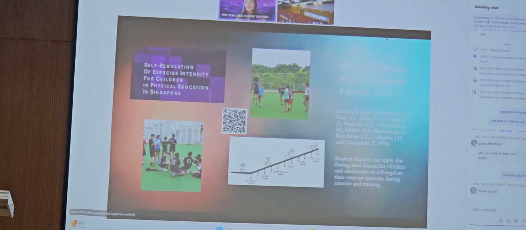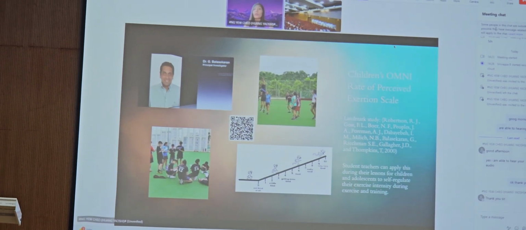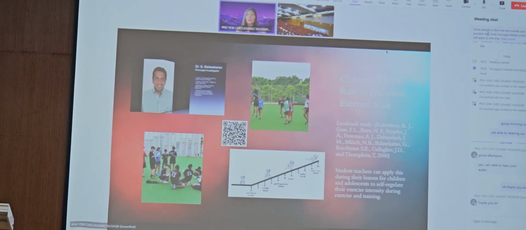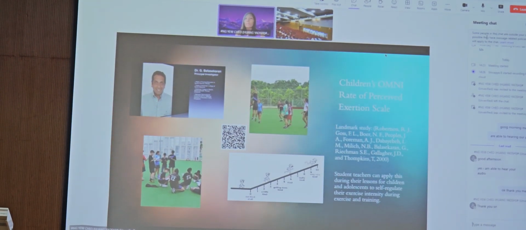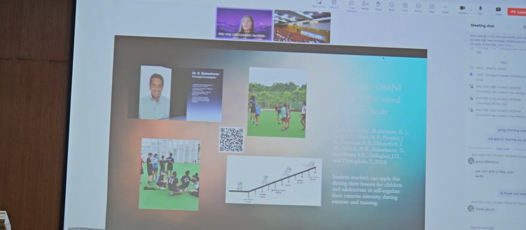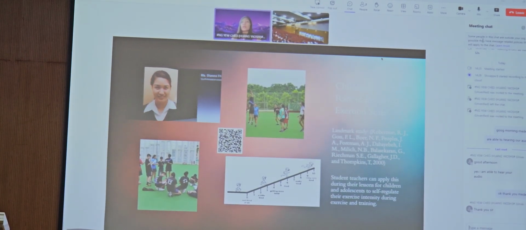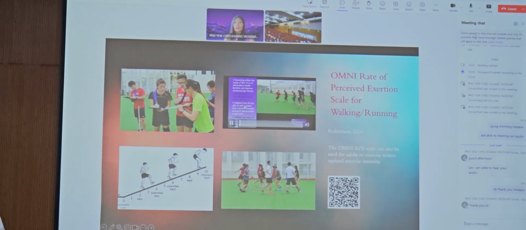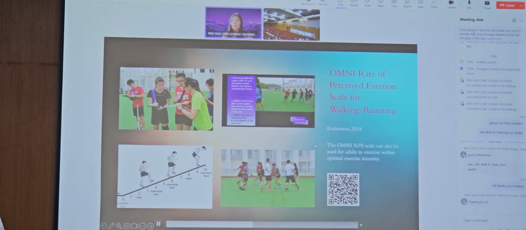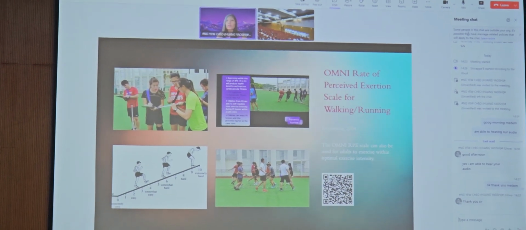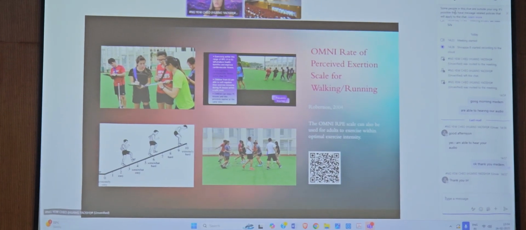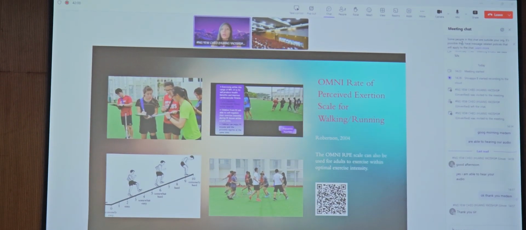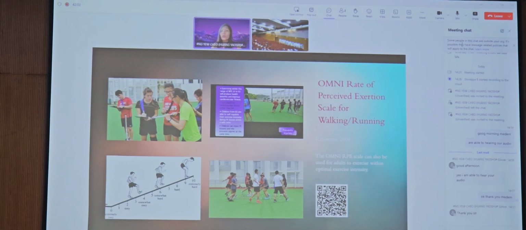This study, which we have done before, is the Children's OMNI RPE scale done by Robertson. We have done studies with children on RPE, and student teachers can apply this during their lessons for children and adolescents to self-regulate the exercise intensity during exercise and training. And of course, the OMNI RPE scale can also be used by adults to exercise within optimal exercise intensity. If you scan the QR code, it goes to the YouTube video that we have done for children and for adults.